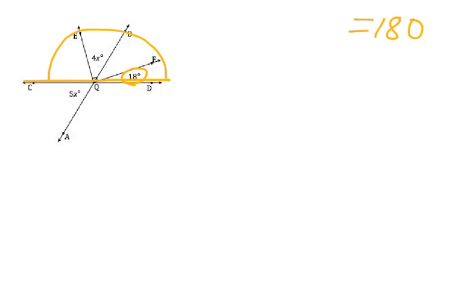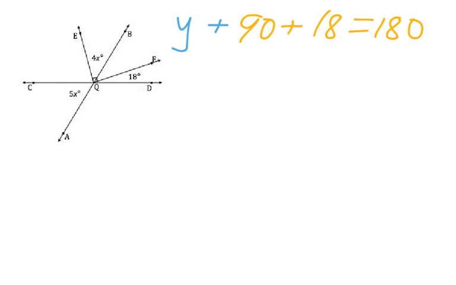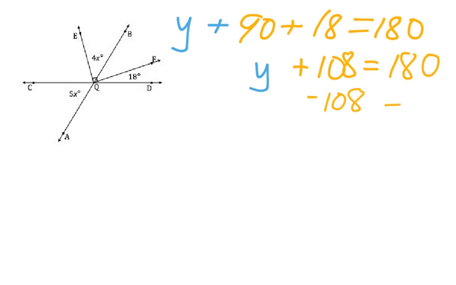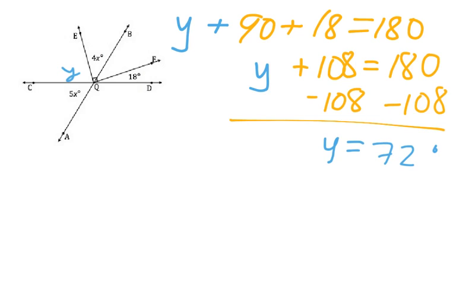So that means 18 here, and this angle, which is marked as a 90, and then this angle here that I don't know what it is, I'll just call it y. When I solve that, I end up with y plus, I'll add the 90 and the 18, and that's 108, and that's equal to 180. If I subtract 108 from each side, I find that that unknown mystery angle y is equal to 72 degrees. So I'm going to use that to move on to the next stage of the problem.